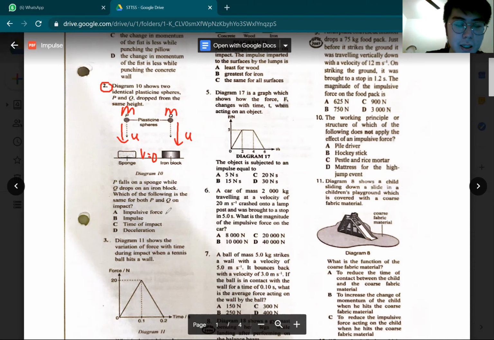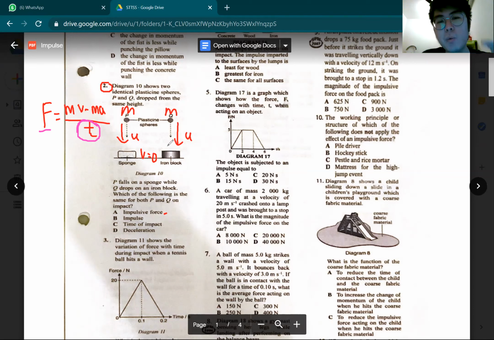Now, A says impulsive force. Now, we know that impulsive force, F equals to the rate of change of momentum, mv minus mu. So mv minus mu is the change of momentum, and divided by time, meaning that it is how fast the momentum is changing. We call it rate of change of momentum. Okay, so is the impulsive force the same? No. Why? Because this impulsive force 在那个 formula 里面是 dependent upon the time of impact, right? It's how fast the momentum changes. Because these two spheres, they hit different material.